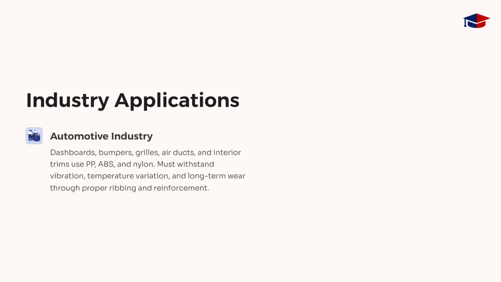In the automotive industry, plastics contribute significantly to weight reduction. Components such as dashboards, bumpers, grills, air ducts, and interior trims rely heavily on PP, ABS, and nylon. These plastics withstand vibration, temperature variation, and long term wear. Proper ribbing, draft angles, and reinforcement strategies are critical for durability.